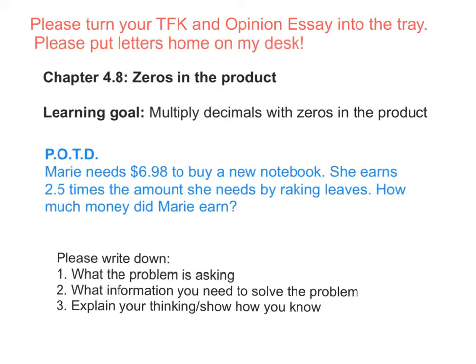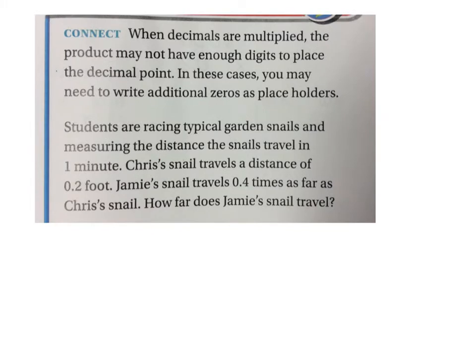We've already talked about the problem, so let's go on. When decimals are multiplied, the product may not have enough digits to place the decimal point. For example, what if my answer is 6, but I originally moved my decimal point 3 spots to the right? How many times would I need to move my decimal point to the left to undo it? Yeah, lots of you are showing me 3. I need to move it 3 spots to the left. But how can I move it 3 spots to the left if there's only one digit? I need my decimal point to be here, but my digit is all the way over here. What do I need to do?